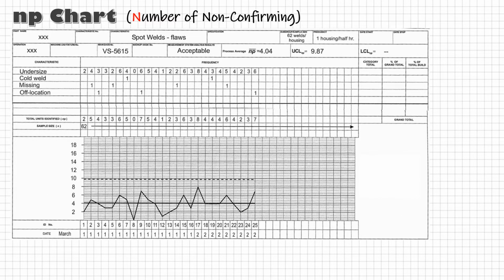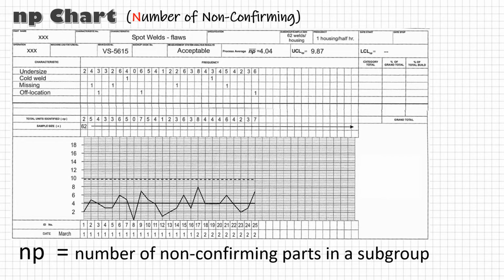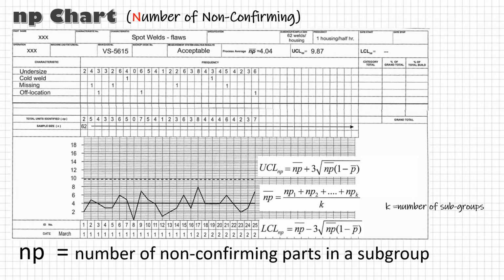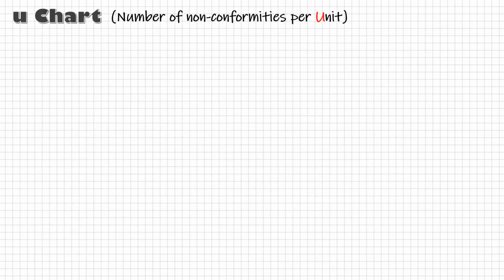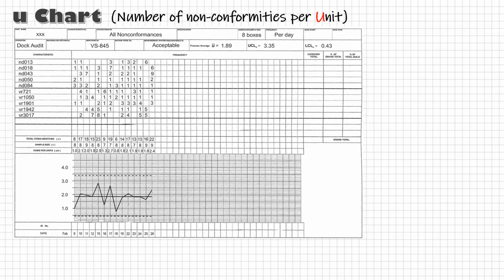And if our subgroup size is constant, we can go for a NP chart. Here the individual values will be NP, number of non-conforming parts in a subgroup, and the center line is the NP bar, which can be calculated as the total number of non-conforming parts found divided by the total number of subgroups. Simple.